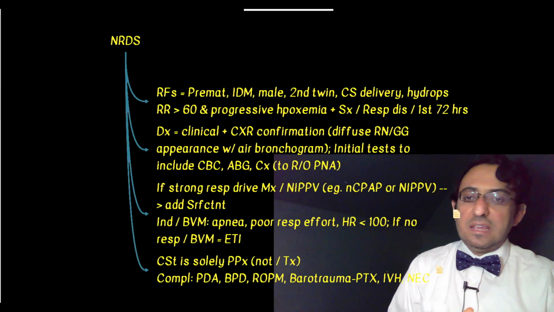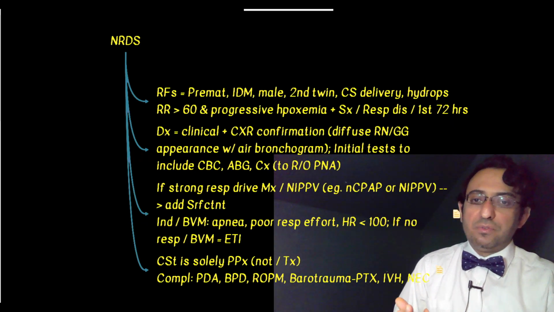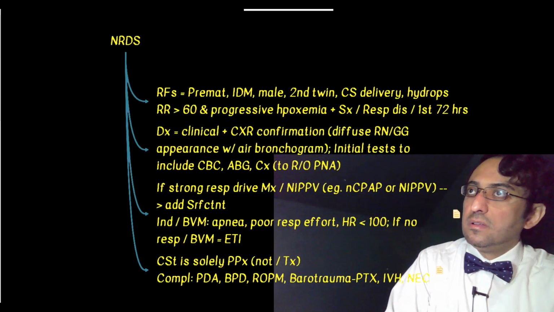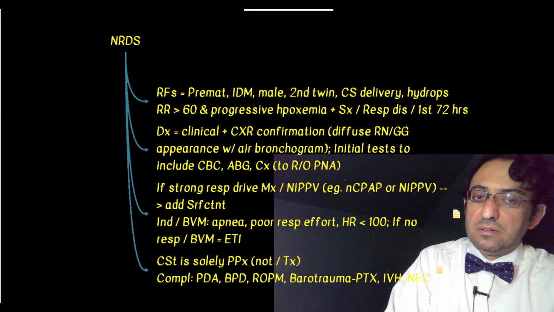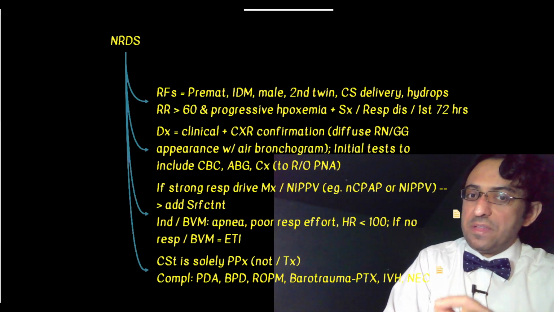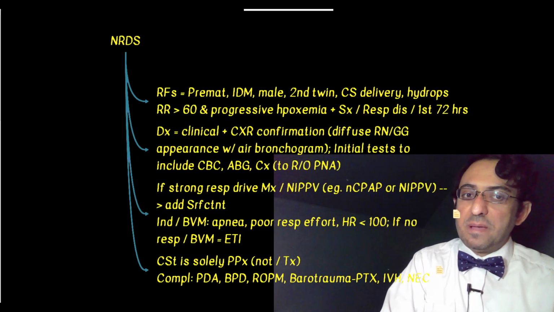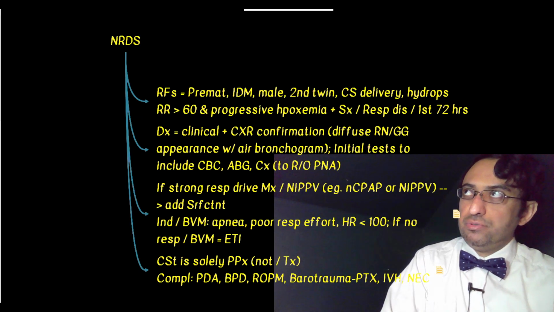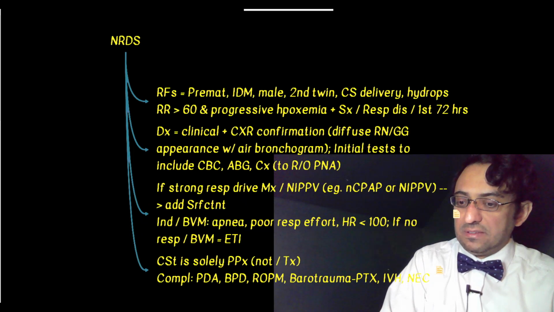If, however, the infant has a poor or weak respiratory drive or has apnea, then we will start bag valve mask, BVM. Now, once more, what are the indications for bag valve mask instead of nasal CPAP or NIPPV? Apnea, poor respiratory effort, and heart rate less than 100.